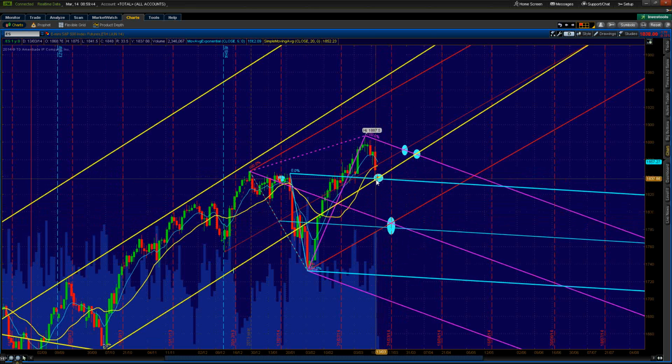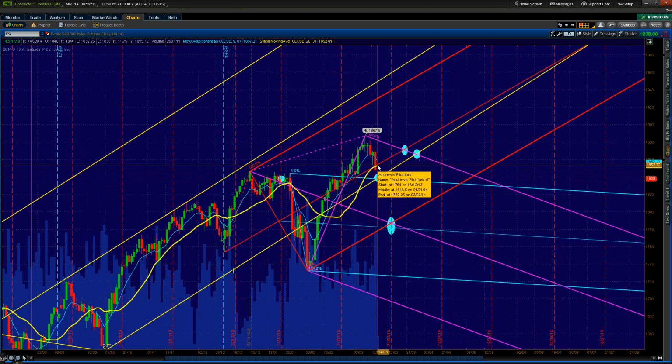But if we could hold above the upper line of the intermediate fork and the lower line of the longer-term fork, I'd be looking for a retest to come up here and test the upper line of the intermediate upward sloping fork and the 20 SMA and the 9 EMA as it comes into a MA hug right now.